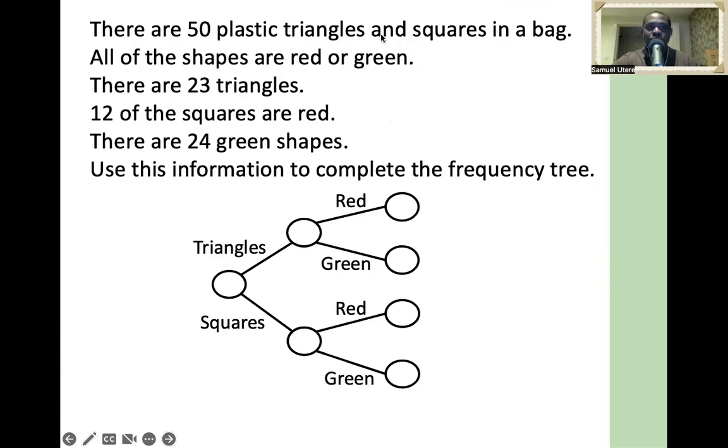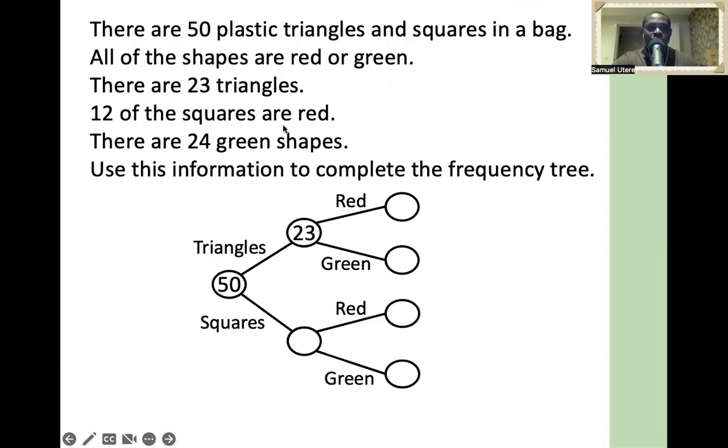There are 50 plastic triangles and squares in a bag. So that tells us straight away that that number has to be there because this end here is for squares and that's for triangles. So if they're giving us the total number of the shapes, then 50 has to be there. Next, we're told all of the shapes are red or green. That's great, good information. Next, we're told there are 23 triangles. Well, that one has to go down that leg for triangles. So there are 23 triangles.